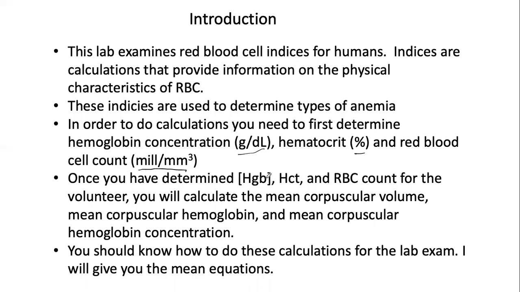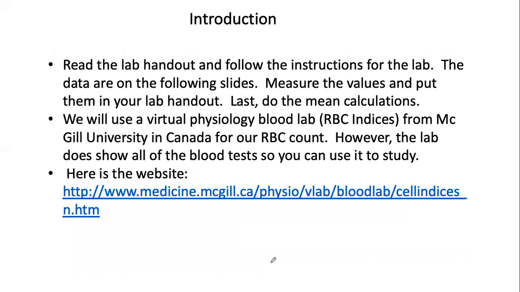And then once you've determined these indices, you're going to use them to calculate the mean corpuscular volume for the volunteer, mean corpuscular hemoglobin, and mean corpuscular hemoglobin concentration. You should know how to do these calculations for the lab exam. I will give you your hemoglobin, hematocrit, and red blood cell count, and I'll give you the equations. You should be able to plug them in and get an answer, and then tell me if that answer is normal or not.